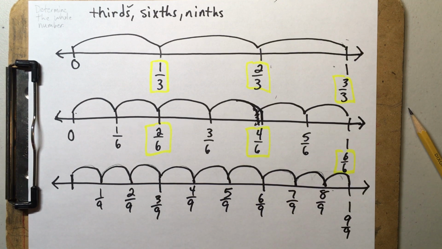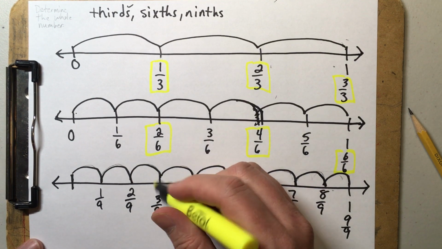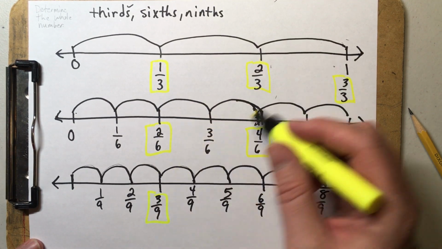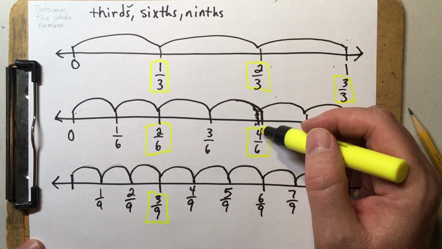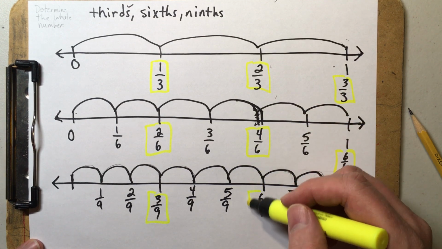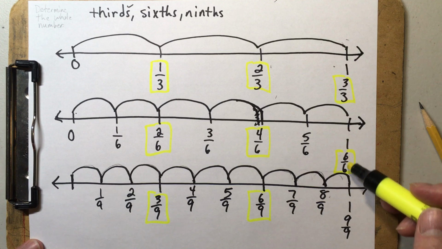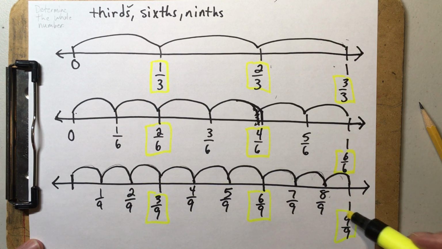All right, so once again, compare those equivalent fractions. Okay, 1/3 is equal to 2/6, which is equal to 3/9. 2/3 is equal to 4/6, which is equal to 6/9. Okay, 3/3 is equal to 6/6, which is equal to 9/9. And then have them draft true statements, same thing, okay?